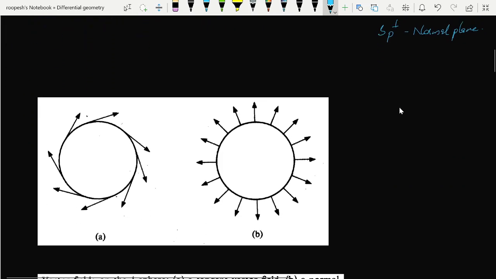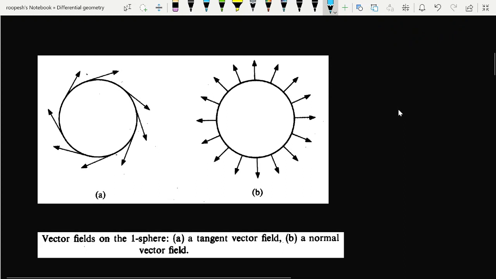So here are two examples. We have taken one sphere. In a sphere, you know that the tangent is always perpendicular to the radial vector, right? So when you are having the radius here, this should be perpendicular to that. So here also, when you are having the radius, this should be perpendicular. Now this is going to be a tangent vector field, and this is going to be a normal vector field. So this is an example of tangent vector fields and normal vector fields on a sphere.